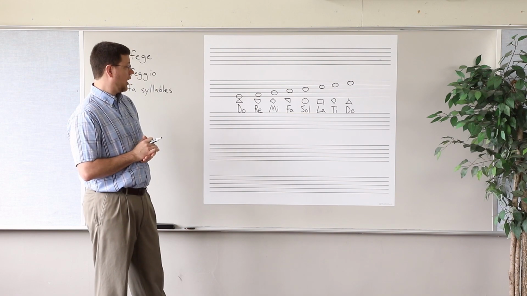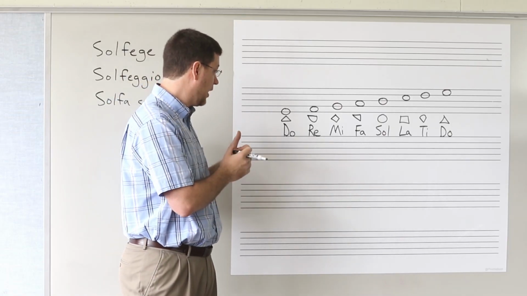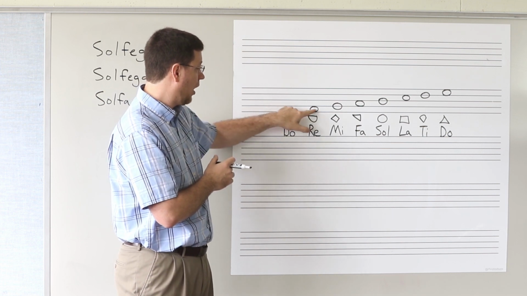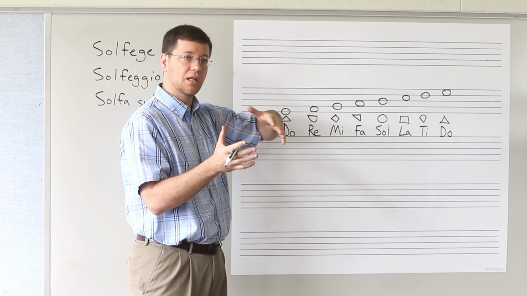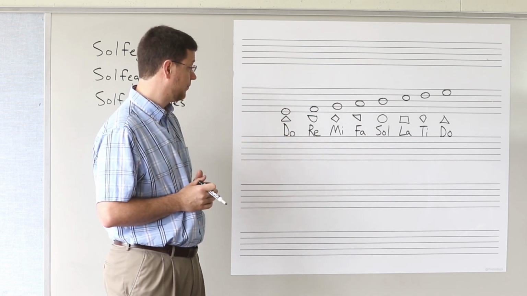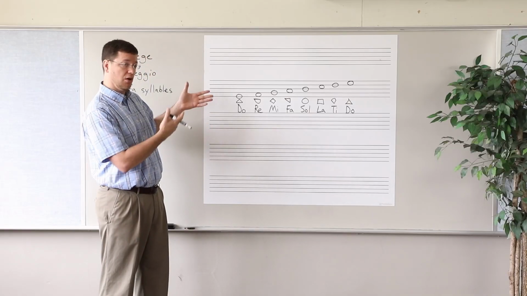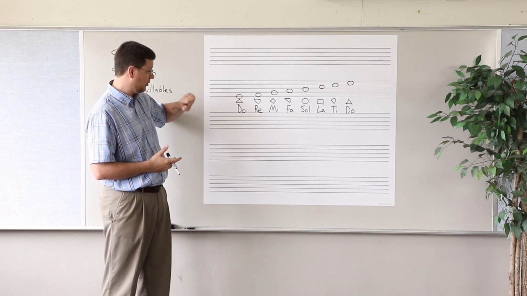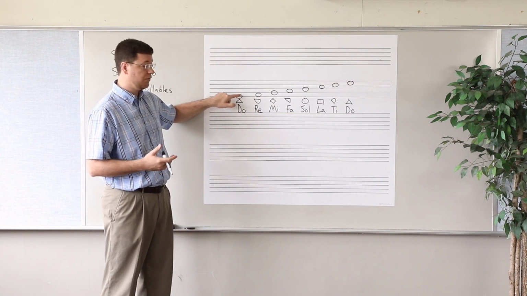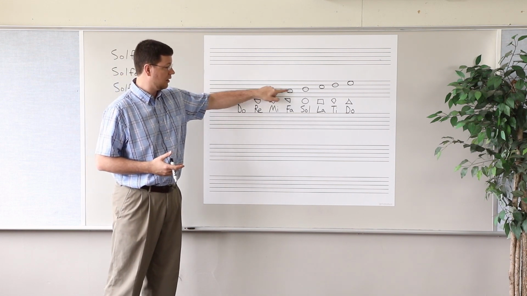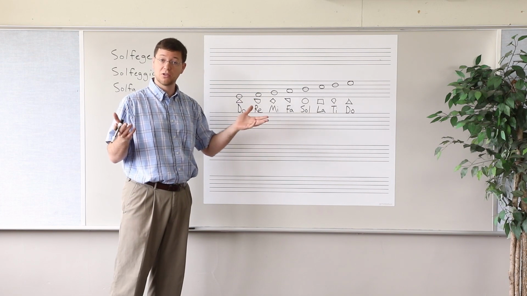Now, when we look at a song, we'll find that it will have do on any one of these lines or spaces, because do is movable. Let's pretend that here's our song, and this first line is do. If the first line is do, then the space above it is re. The line above that is mi, fa, so, and so on.